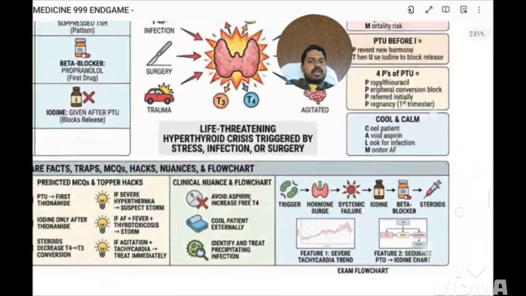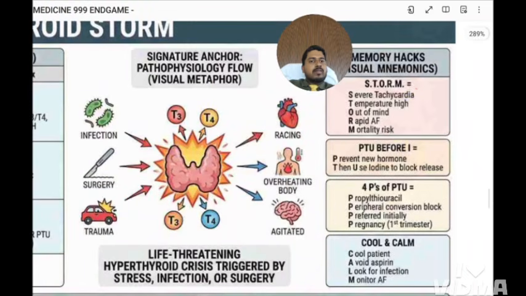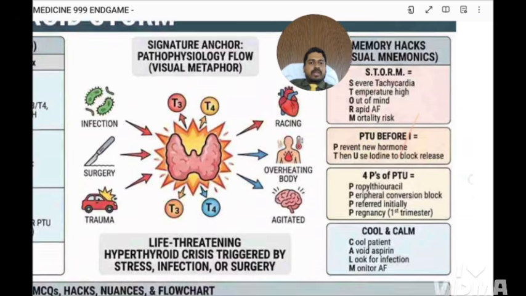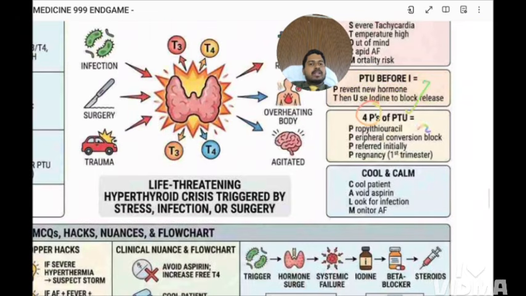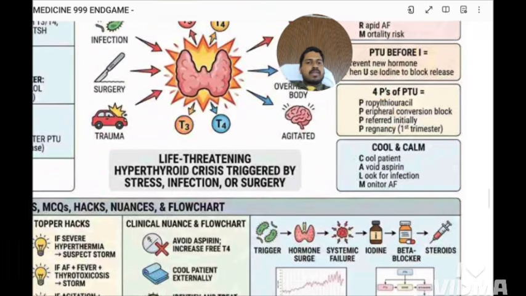Okay. So I think I have discussed everything. Yes. So here, thyroid storm, how to identify: severe tachycardia, high temperature, out of mind, that is delirium, rapid pulse, that is atrial fibrillation, and mortality risk is also there. So how to remember: PTU before iodine, that is first use PTU, then you'll use iodine. The 4 Ps of propylthiouracil: peripheral conversion block, preferred initially, and it is useful in the first trimester of pregnancy. Okay. Avoid aspirin, cool the patient, look for infection, and monitor atrial fibrillation.